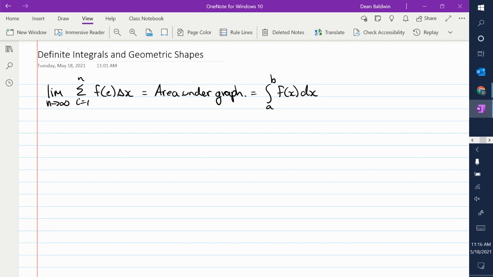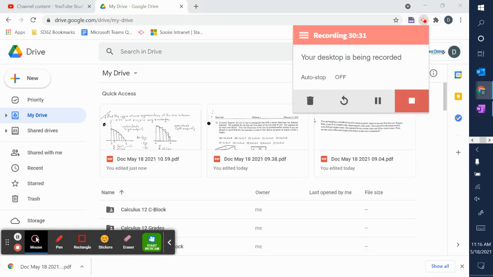You guys ever heard the story of who invented calculus? You probably know. So here's the story of who invented calculus as it was told to me.